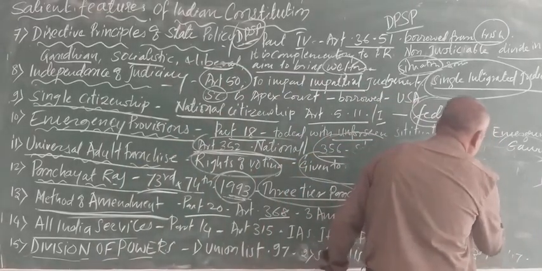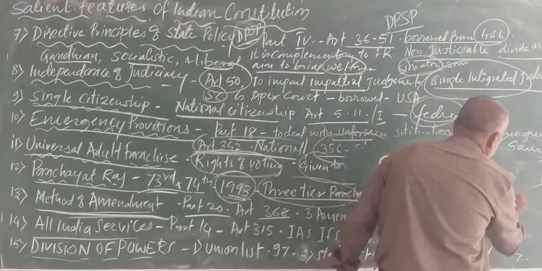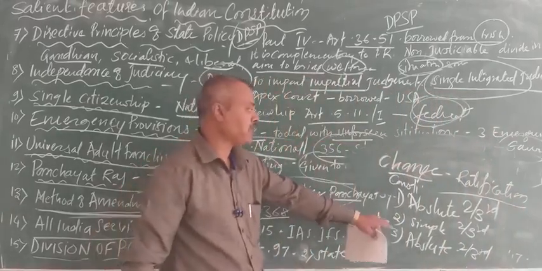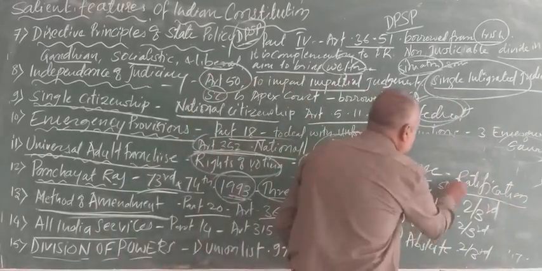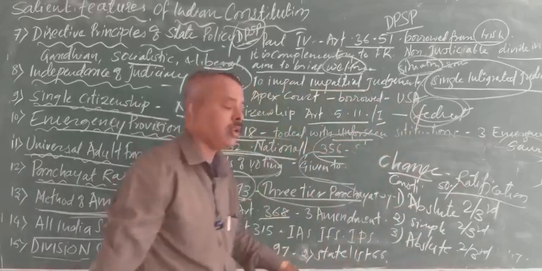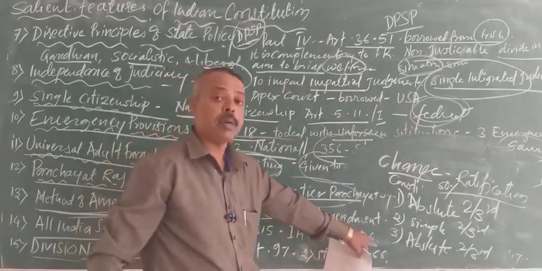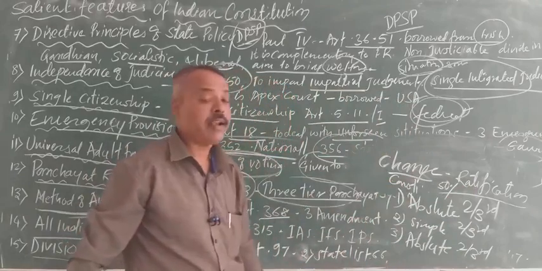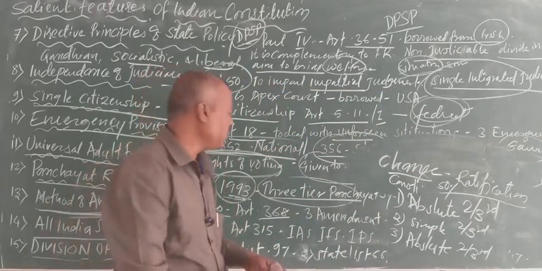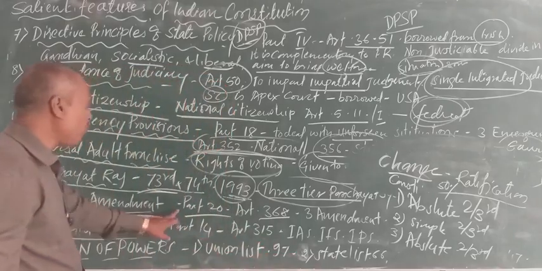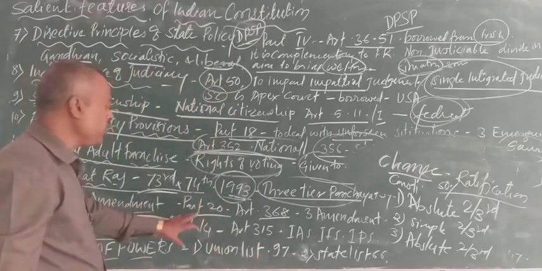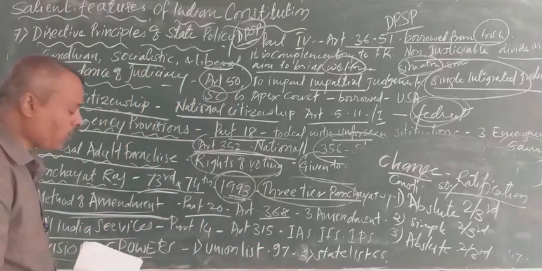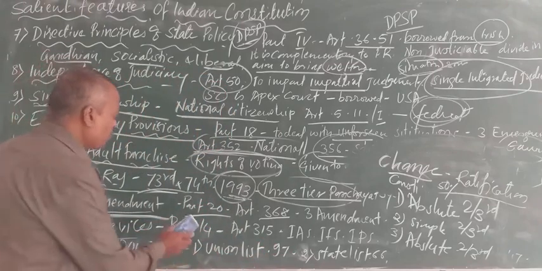Ratification of the state means more than 50% of the states of the Indian Union must ratify and implement this type of change. That is called the state ratification amendment. In this way, there are three types of amendments that can be brought under the Constitution of India. That is also one of the important features of our Constitution.